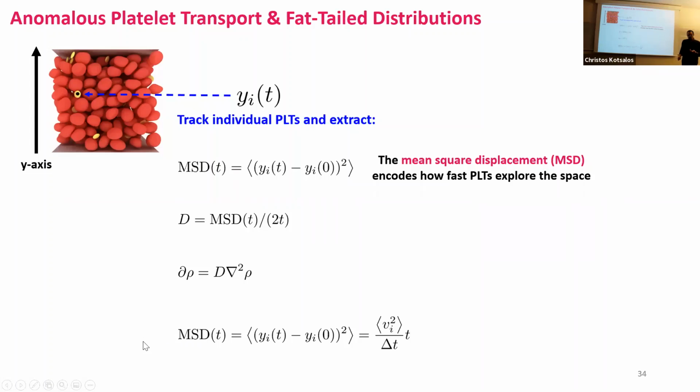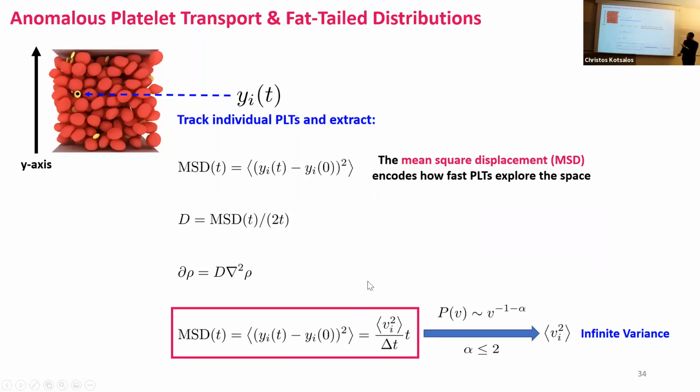But then we can rewrite the mean square displacement as a function of the variance. This is the variance of the velocity of the platelets. But if the platelets follow a Levy flight with a probability density function following this power law, and alpha is less than or equal to 2, the variance is infinite.